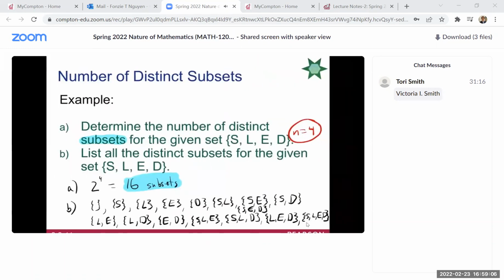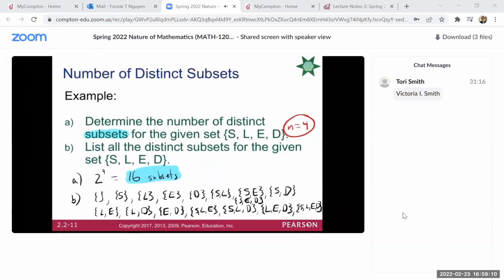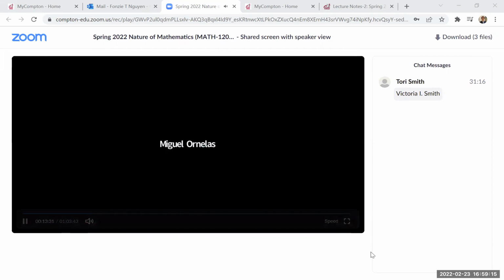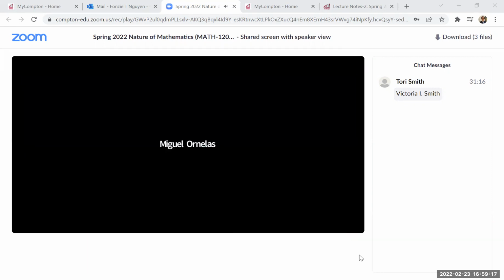Okay, so this one was a little bit short. The next one's a little bit longer. Let's just take a quick look at one homework problem before we move on to the next section. So let me share my screen so we can look at just a homework problem before we move on. All right, so share screen.